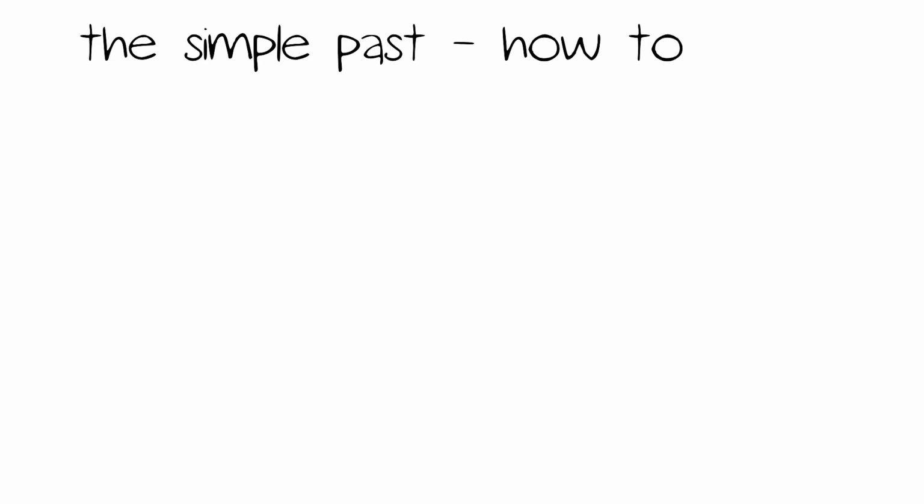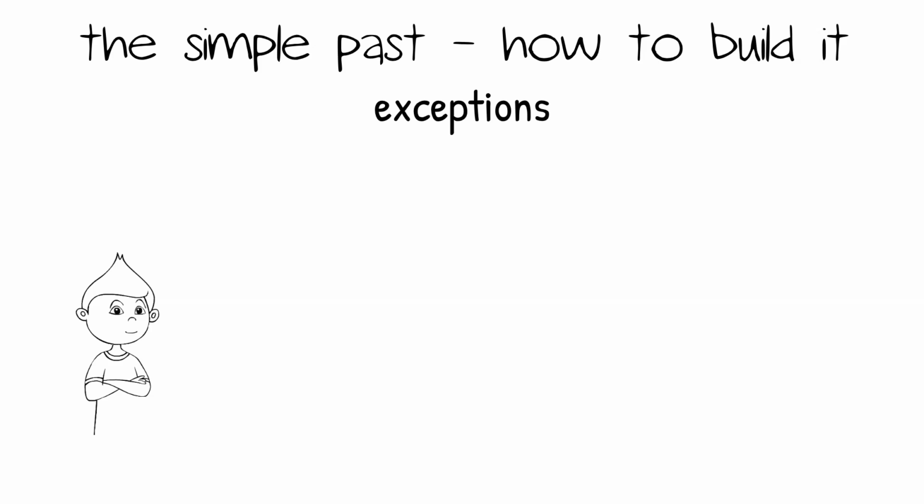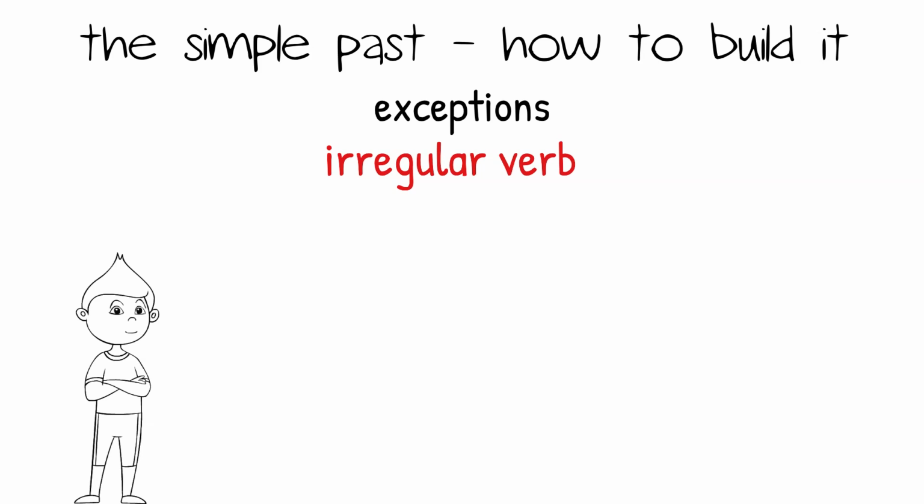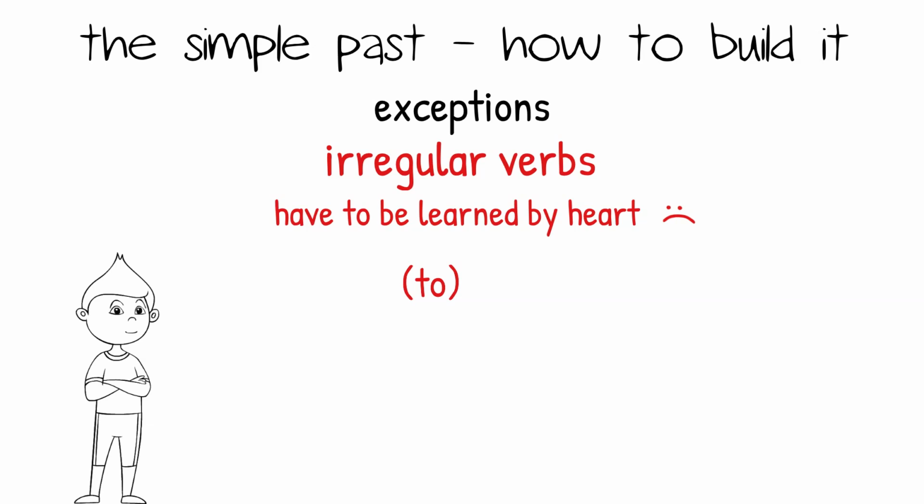Apart from these exceptions, you also have to keep in mind that there are some verbs which are irregular. That means that there are no rules for these verbs, you simply have to learn them. The most important one is probably the verb to be. The simple past form of this verb is was or were, depending on the person.